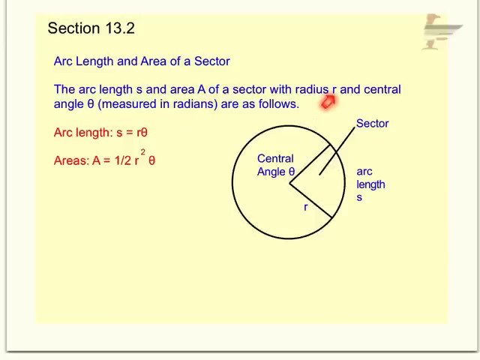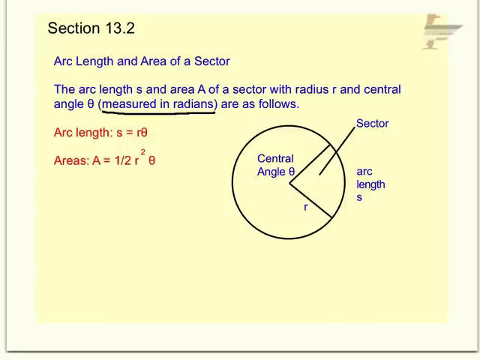Of course, you know radius is R and the central angle is theta. The central angle is measured in radians, and that's going to be really critical that you remember that. I'm going to highlight that. If the angle is in degrees, these formulas don't work until you convert it. So if you have any sort of test question, you'll want to make sure you change your angle.